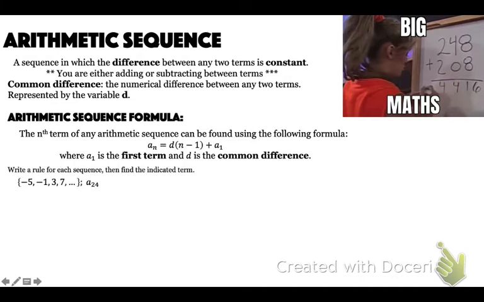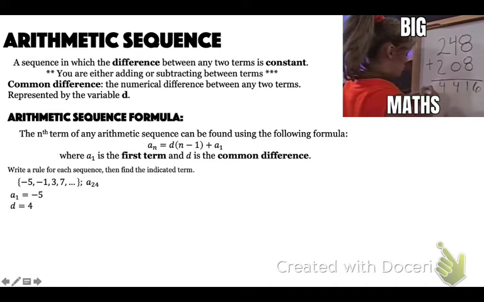So if I am given this sequence here, and I want to write a rule, and then find the indicated term, first I need to figure out what d is. If I go from negative 5 to negative 1, I'm adding 4. Negative 1 to 3, I'm adding 4. 3 to 7, I'm adding 4. So that means my common difference is 4, and my first term is negative 5.